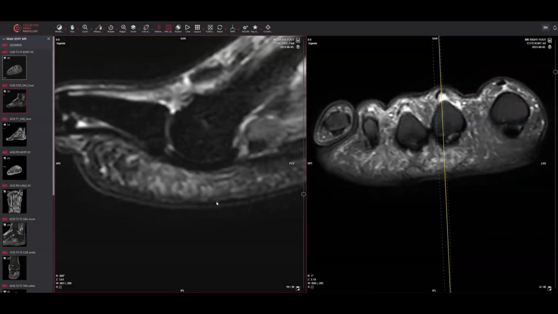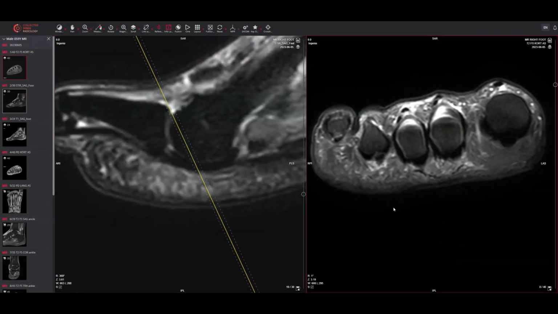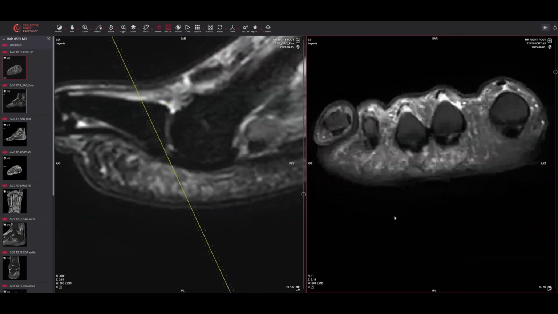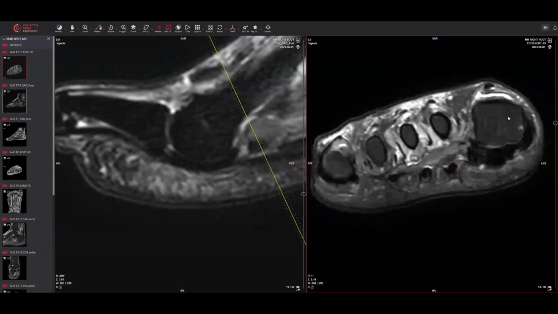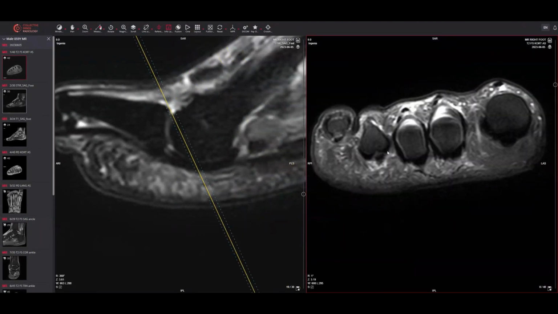Great. So let's take a look at this 59-year-old gentleman who presents with forefoot pain, metatarsalgia. When we're evaluating the plantar plate, it's useful to load up the axial and sagittal sequences to see these small structures. And when we're evaluating this, we can first have an understanding of the forefoot parabola and notice that there is an inverted forefoot parabola here.